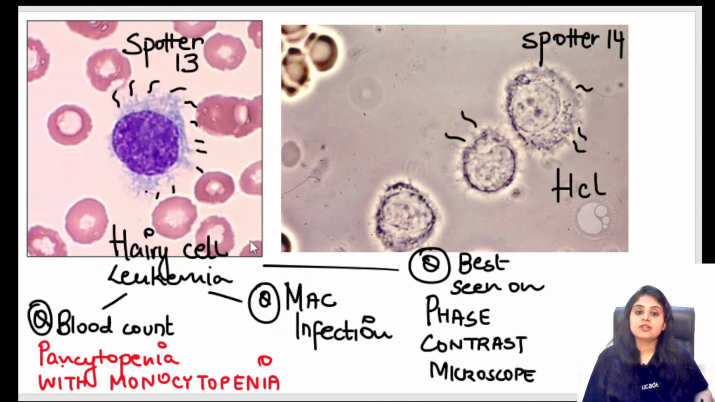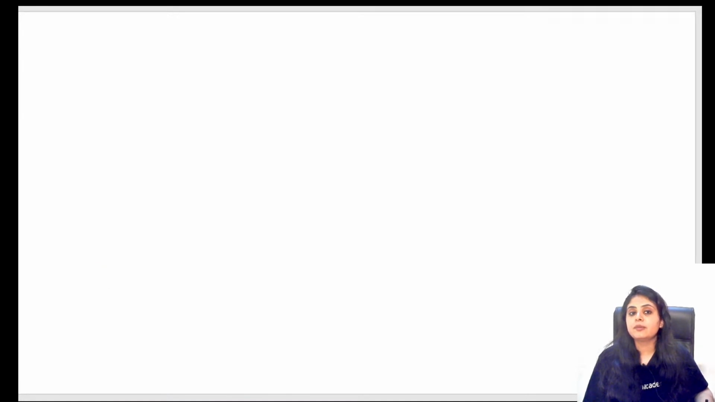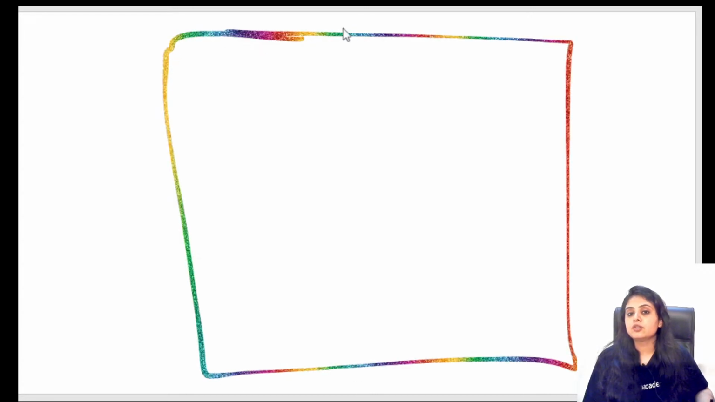My last question, what is the mutation? I think some of you answered that in between as well. All the cases, 100% of cases of hairy cell leukemia show you which mutation? Let's write that on a separate slide. Everyone, let's make a table of that mutation also.